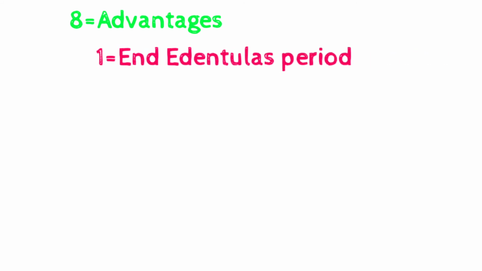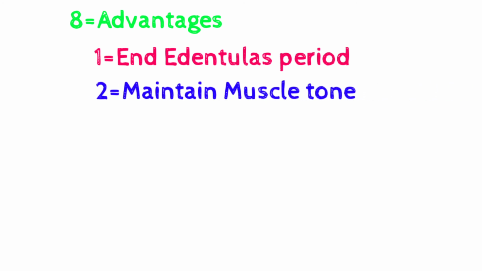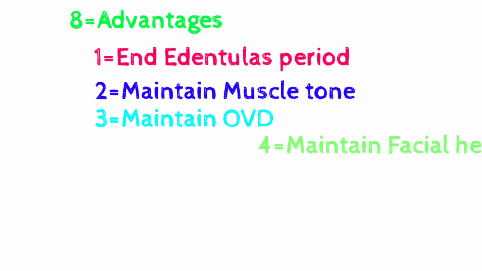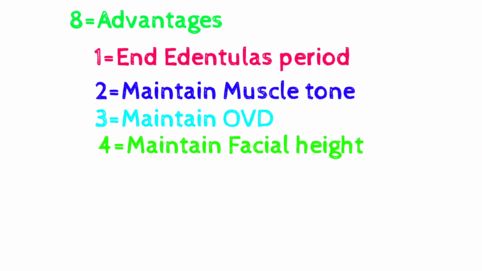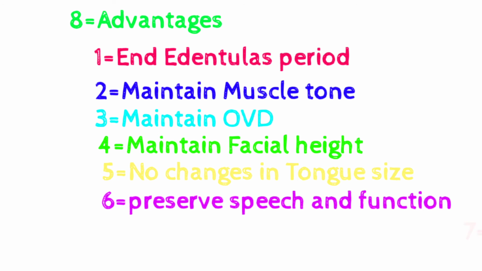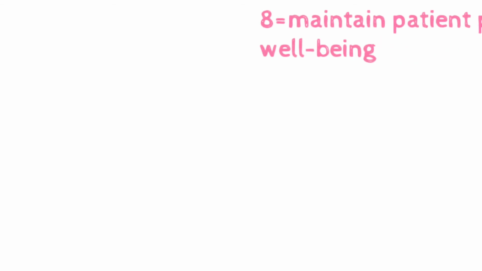Now come to the advantages. What are the advantages of immediate denture? Number one, when we extract the teeth, at the same time we give denture, there will be no edentulous period. Number two, maintain muscle tone. Number three, maintain occlusal vertical dimension. Number four, maintain facial height, because immediately we give the denture. There will be no changes in all these conditions. There will be no changes in the tongue size, and there will be preserved speech and function. And seven, there will be preserved patient social well-being, because at the same time immediately we give the denture.